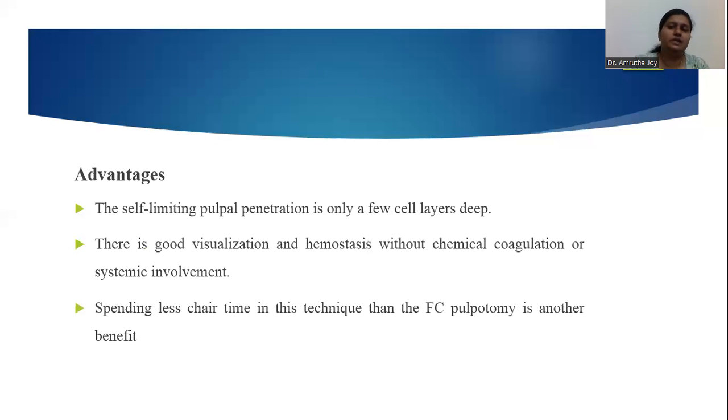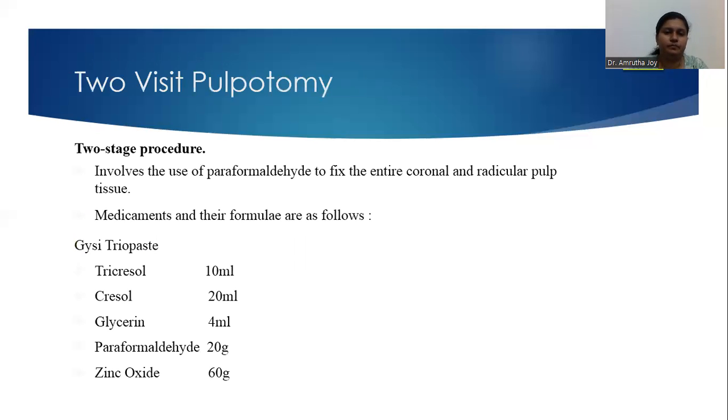It has the disadvantage that the contaminated pulp tissue may not pass the electric current, so effective hemostasis we cannot attain. That is one disadvantage of electric pulpotomy. Then coming to two-visit pulpotomy, it's a two-stage procedure. It involves the use of medicaments such as diacetylthiopaste or Civics formaldehyde, etc.